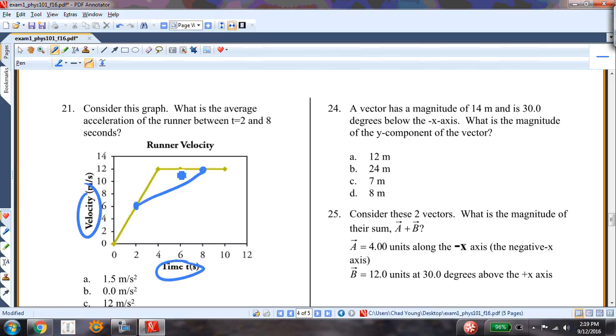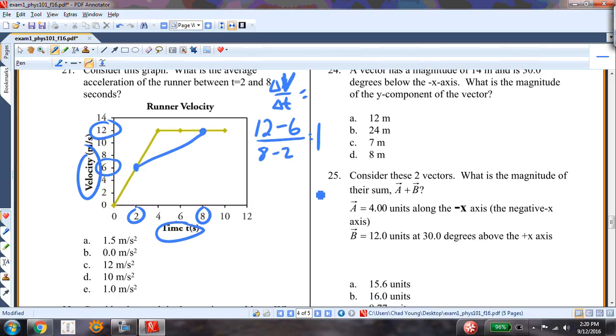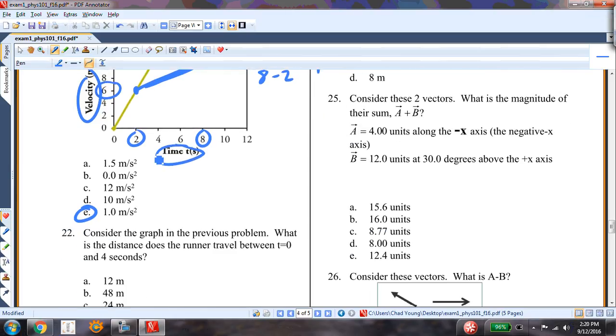I can say 12 minus 6. That's the rise. 8 minus 2. That's the run. Or this is delta v over delta t equals 12 over 6. 12 minus 6 over 8 minus 2, that's equal to 1. So it is positive, as it should be, because this line is positive, and it's 1 meters per second squared, so that's E.